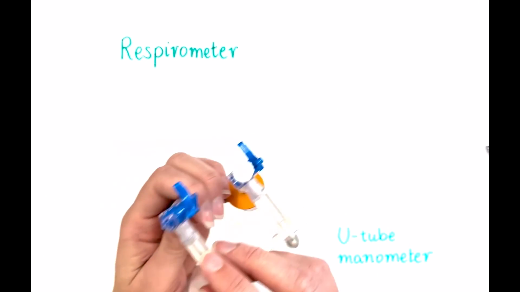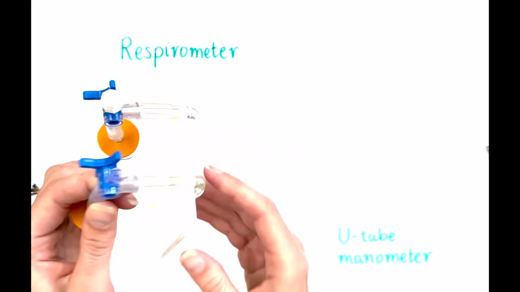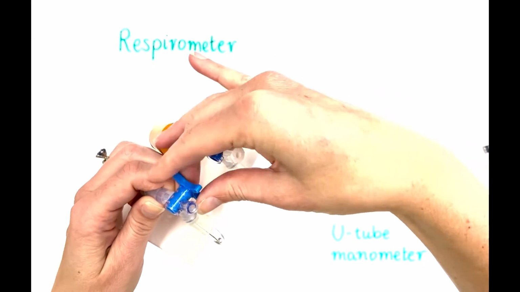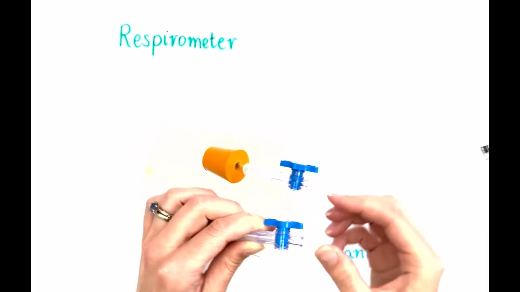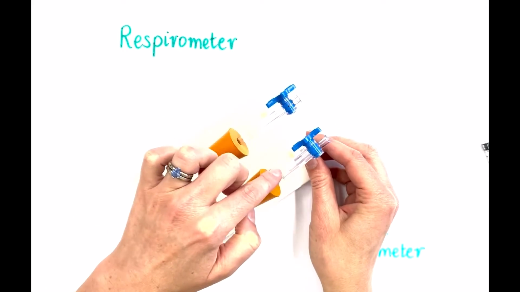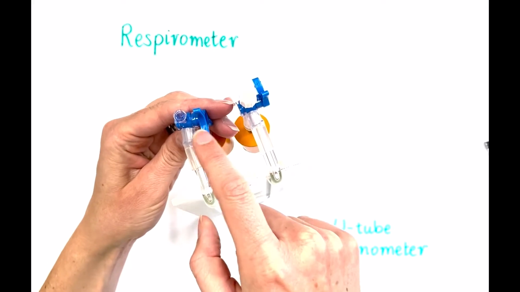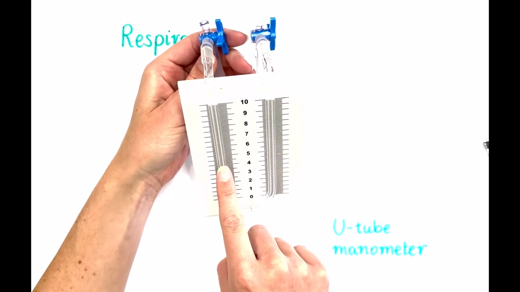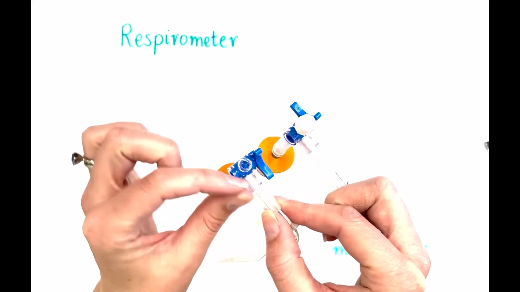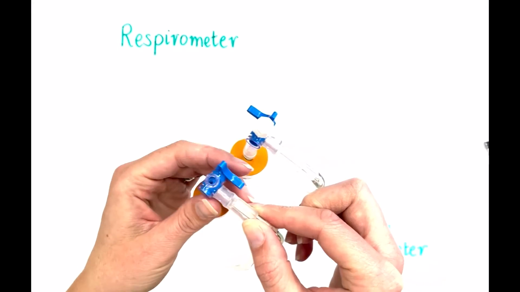And then also at the top that it's open, but at the moment it's closed to this manometer part. So you'd have to move that around that way. So now that's pointing down, showing that that hole is open, and this one pointing across, showing this hole is open, so that the air inside this section of the respirometer can be drawn down into the test tube.